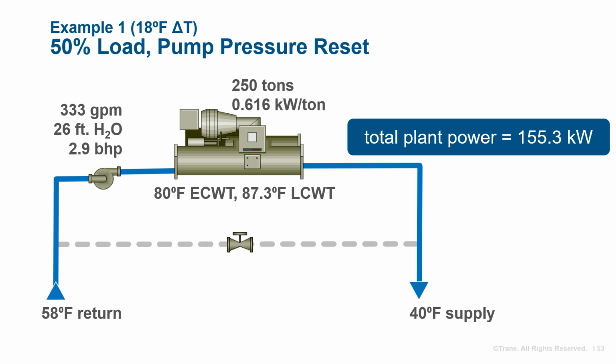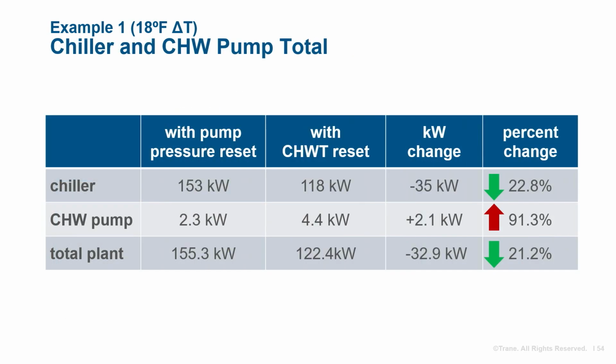Unfortunately, the lower chilled water temperature increases the chiller energy consumption compared to the previous example. Let's look at how this impacts the total chiller and pump energy consumption. As shown in the table, chiller energy drops by nearly 23% when the chilled water temperature is reset, but pump energy increases by over 91%.